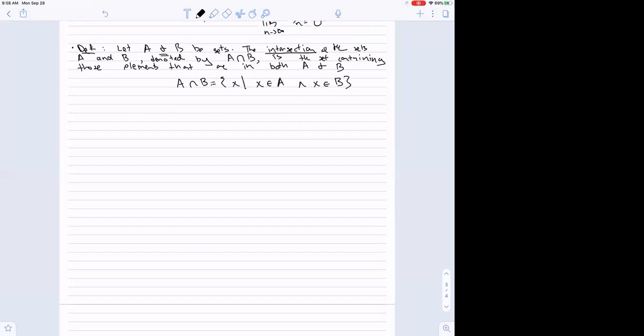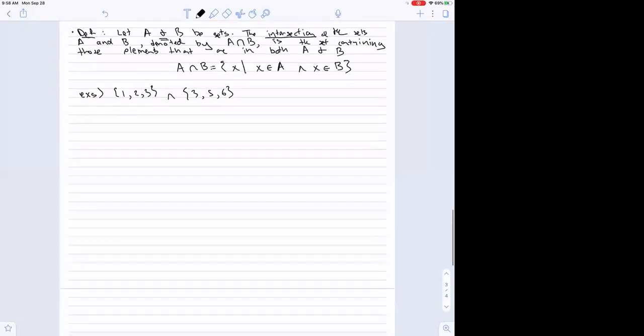Okay, so let's do examples. We'll do similar ones to the ones that we did for unions. First one: the intersection of {1, 2, 3} and {3, 5, 6}. So what would this be? The set containing 3. Yeah, exactly, because that's the only element that both these sets have in common, so it's a set containing 3.